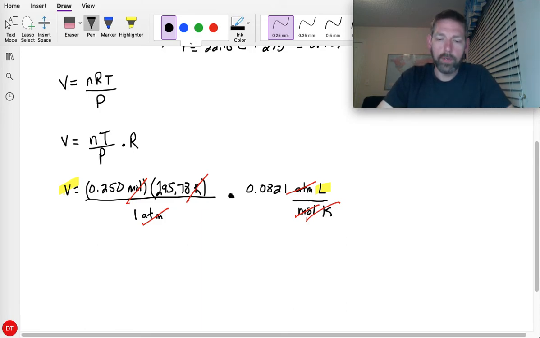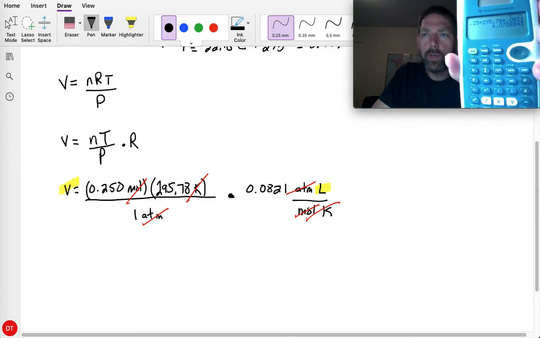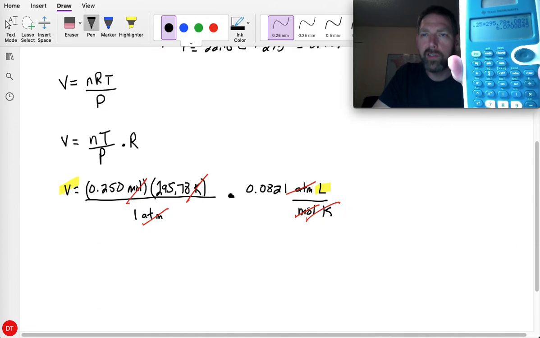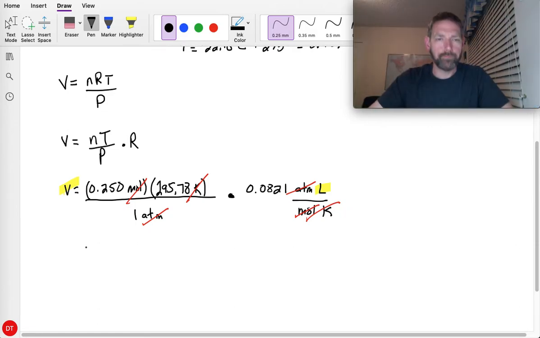So let's just plug everything in. Across the top, essentially our denominator is a 1, so we just have to multiply everything across the top and we'll have our answer. So we got 0.25 times 295.78 times 0.0821, and we see we get 6.0708, so 6.07088. There's some other numbers there, and the only unit left is liters.